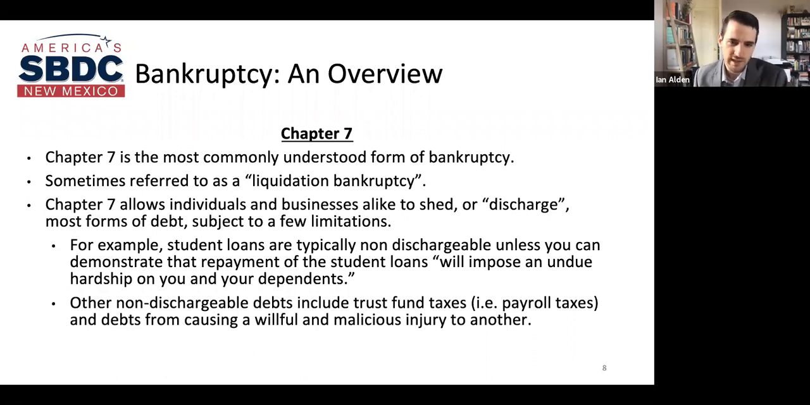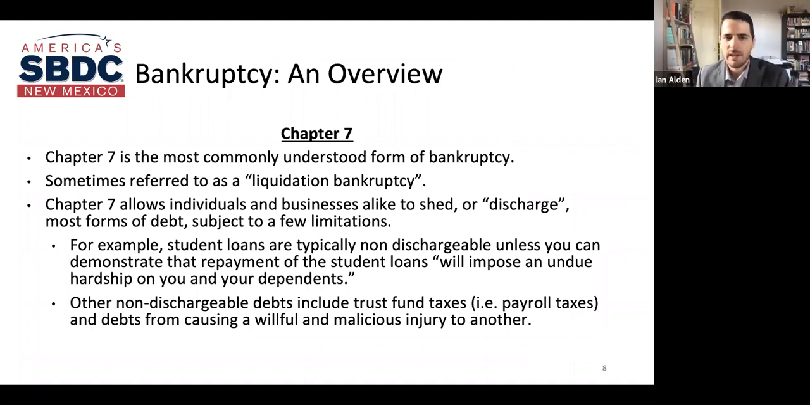Other non-dischargeable debts include trust fund taxes, aka payroll taxes. You know, if you withhold taxes from employee paychecks and then don't pay those over to the IRS, those are typically non-dischargeable. Also, debts arising from willful or malicious injury to another. If you harm someone maliciously or willfully and then they sue you and get a judgment, you typically can't get that judgment discharged in bankruptcy. The courts just aren't going to let you. So bankruptcy has some debts that are just non-dischargeable across the board. And so it's important to keep that in mind.